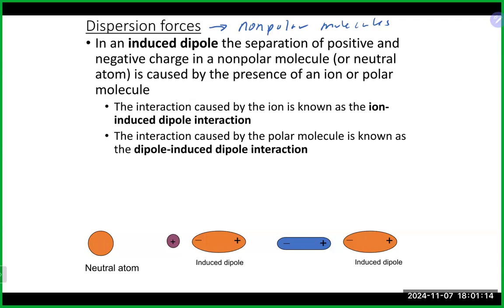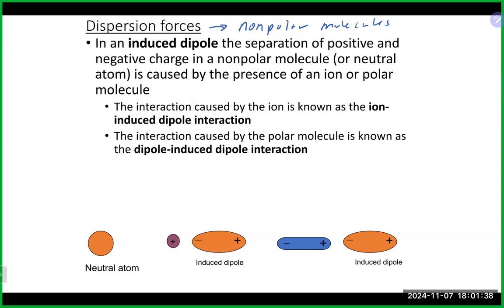really everything can do dispersion forces. Polar molecules could do it as well, but it's not their main way that they interact with things. So although they can do it, that's not the main way they do it. But this is the main way for nonpolar molecules: how nonpolar molecules interact with themselves or other nonpolar molecules.